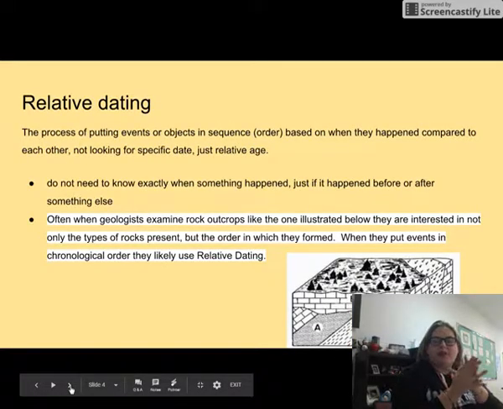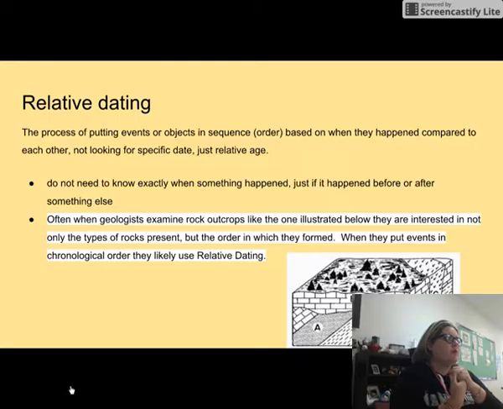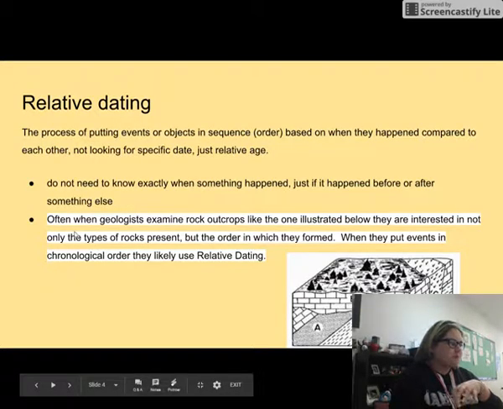Whenever we look at our outcrops, we do something called relative dating. With relative dating, we put our rocks in order based on the events that happened. You don't necessarily know this rock is 5 million years old and this rock is only 3 million years old. Instead, you have to know that this rock had to be laid down before that rock, or this event had to happen after these rocks came in. Relative dating is really just a comparison dating of our rocks.